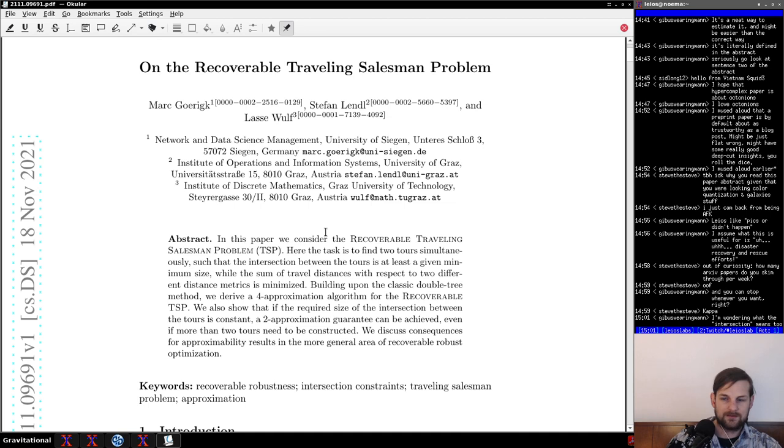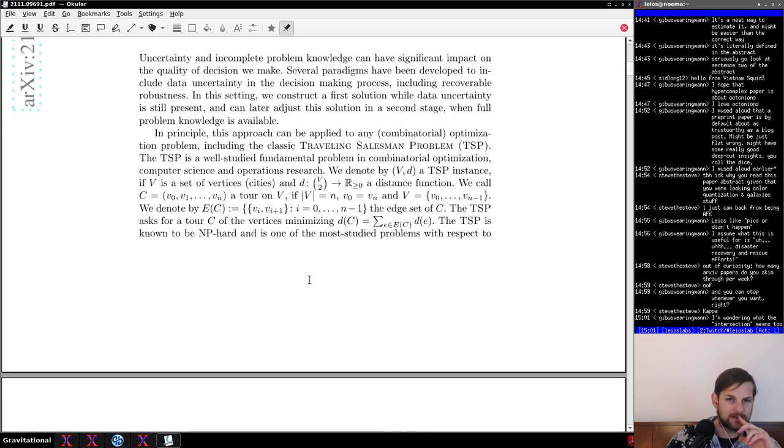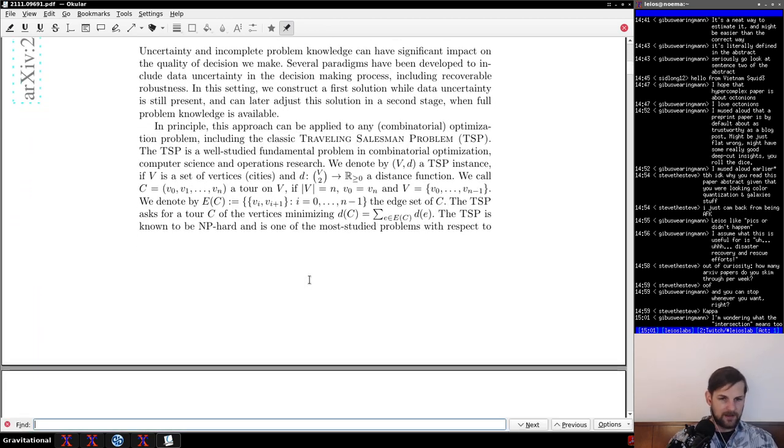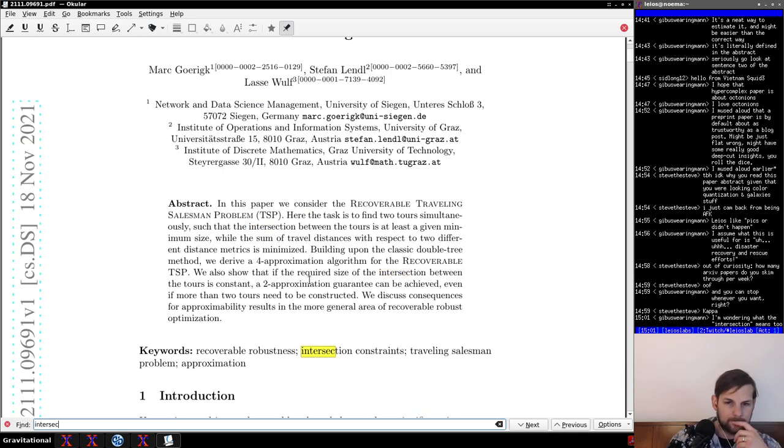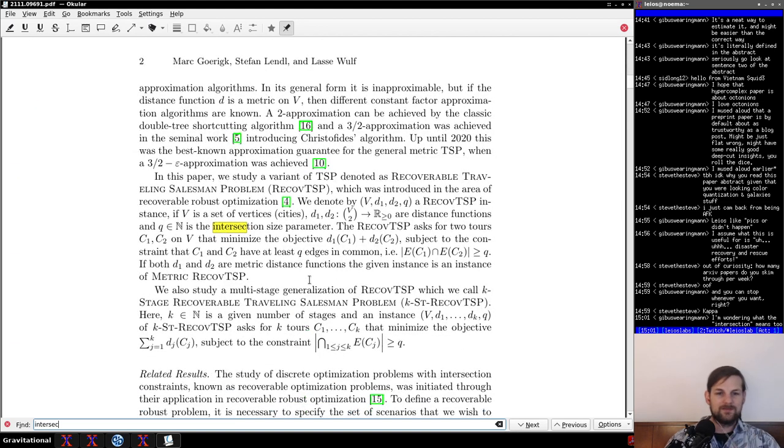I'm wondering what the intersection is. I don't know what they mean by intersection. Let me see if I can just Control F, intersection. Here, yep. We also show that if the required size of the intersection between the tours is constant, a 2 approximation guarantee can be achieved. Even more. Let me see if they just give me it. What I'm really trying to figure out is, what does recoverable mean?